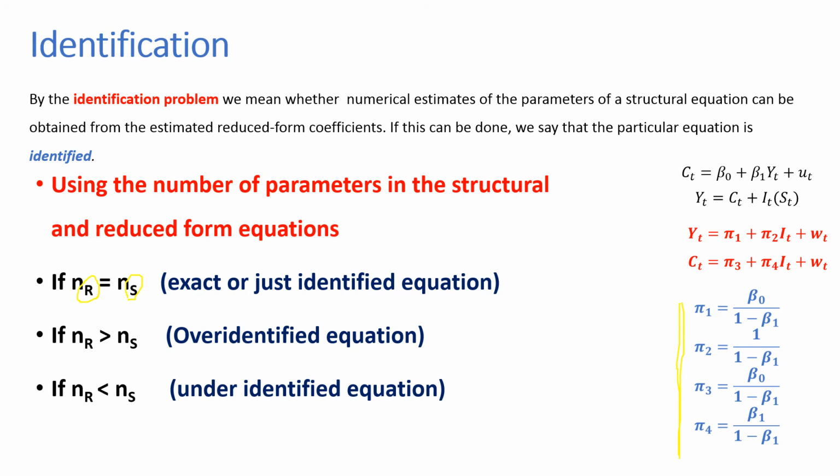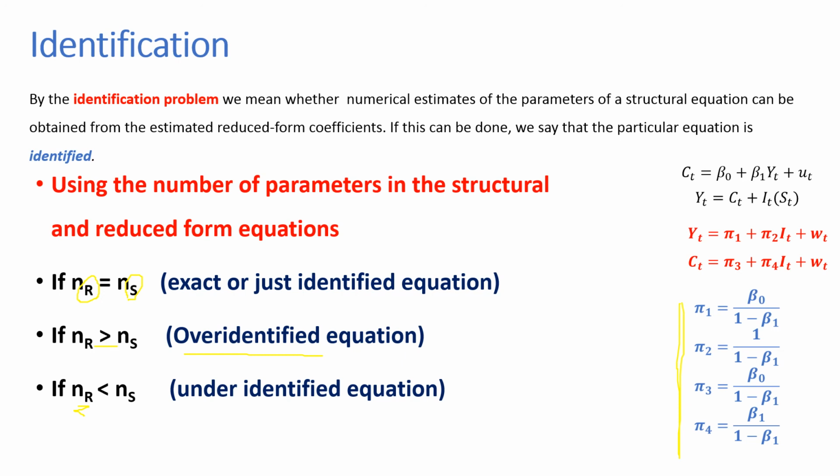If the number of parameters in the reduced form is greater than the number of parameters in the structural form, it is over-identified, and again we can obtain estimates for the parameters. But if the number of parameters in the reduced form is less than the number of parameters in the structural form, it is unidentified, or under-identified. In other words, I cannot obtain the estimated structural coefficients from the reduced coefficients. I cannot obtain beta naught and beta 1 from pi 1, pi 2, pi 3, and pi 4.